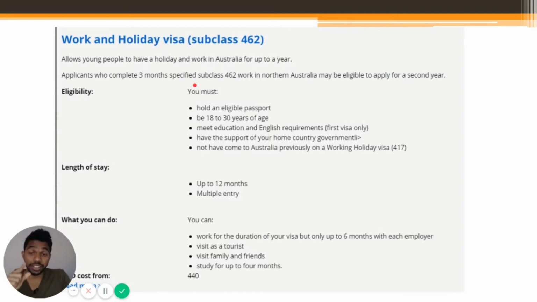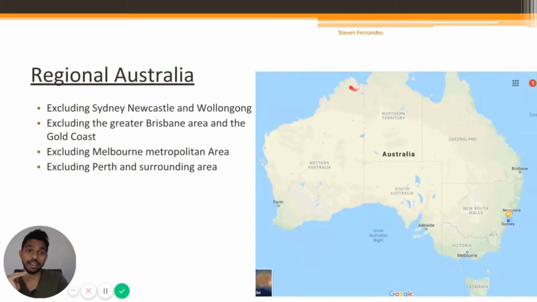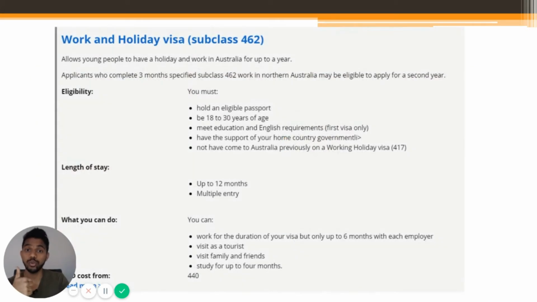Oh, the other difference is in the 462 visa, if you want to extend your visa for another 3 months, you need to work in Northern Australia, which is this part right here. So it's not regional Australia, it's like Northern Australia. So it's limited to a very small region where you have to work for 3 months to get a second year extension. Everything else is pretty much the same as the previous visa.